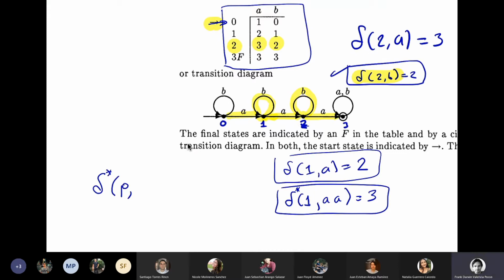So as usual, inductively, you say the basic case is what will happen when the string is empty, and what will happen if the string starts with an A followed by X. So this is the empty string, and this is a string whose first symbol is A, and the rest of the string is X.